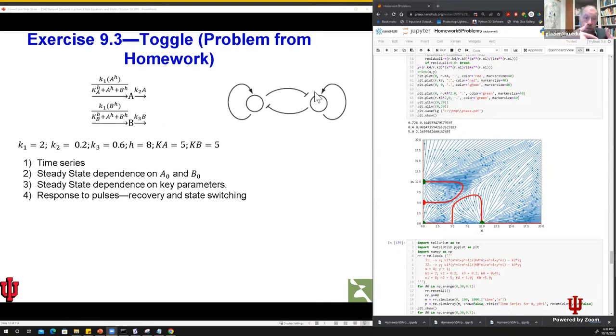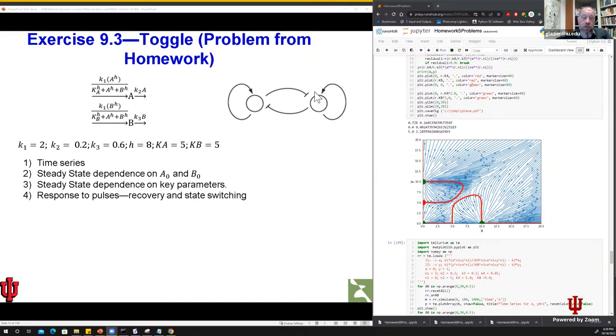And now I cross-couple them, and I cross-couple them with inhibition. The inhibition says that if A is high, B needs to be low, and if B is high, A needs to be low. And so I should now get a steady state of either A high, B low, or B high, A low. And for the parameters I've given you here, that happens most of the time.